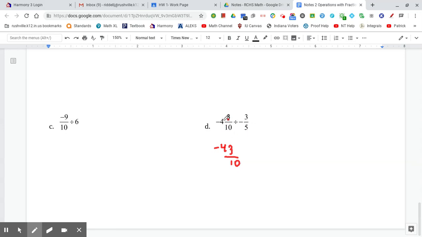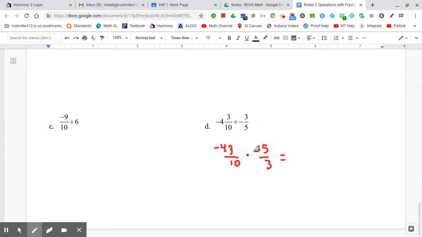So we keep the first fraction the same, which we actually did change a little bit because we turned it into an improper fraction. But we're not going to do anything with flipping it around or changing a sign or anything like that. So it's going to stay as negative 43 over 10. We're going to change from division to multiplication, and then we're going to flip the second fraction around. So instead of being 3 on top, 5 on bottom, it's going to be 5 on top, 3 on bottom.